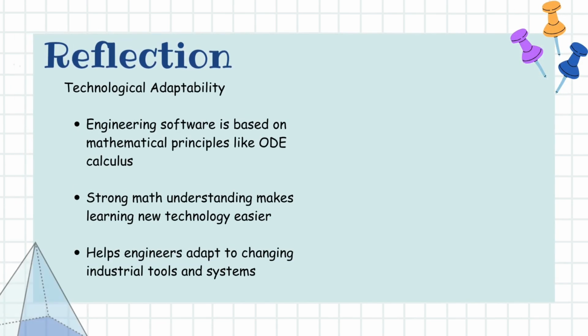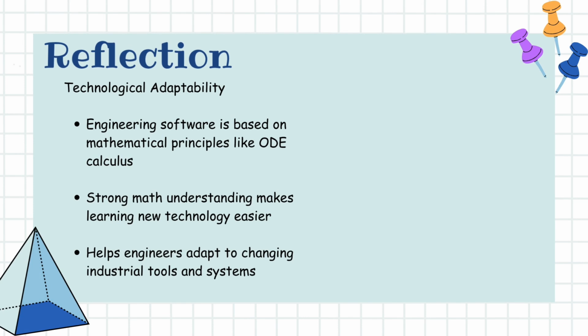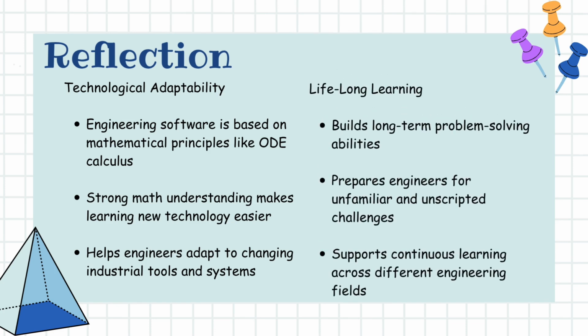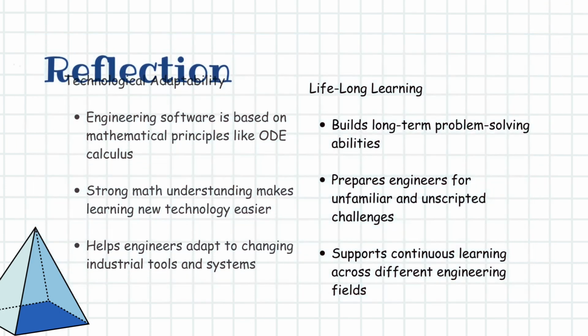Third is technological adaptability. Modern engineering software and computational tools are built on mathematical principles such as ODEs and calculus. By understanding the mathematics behind the technology, engineers can learn new tools more easily and adapt quickly. Lastly is lifelong learning. Differential modeling develops strong and lasting problem-solving skills. Engineers will face many new and unfamiliar challenges throughout their careers.